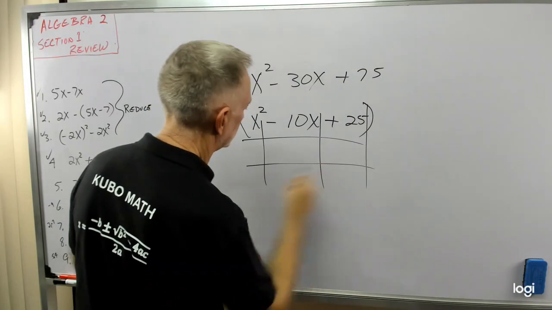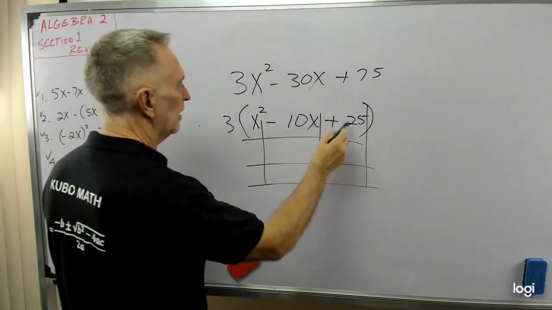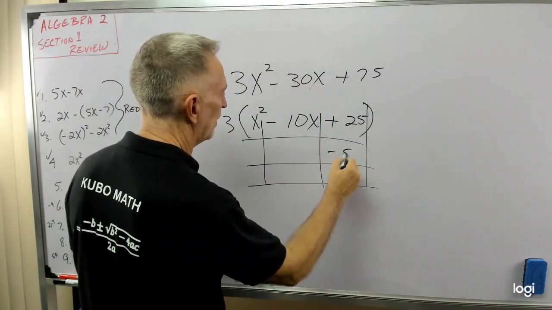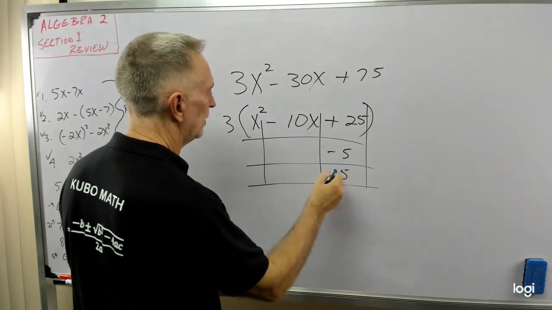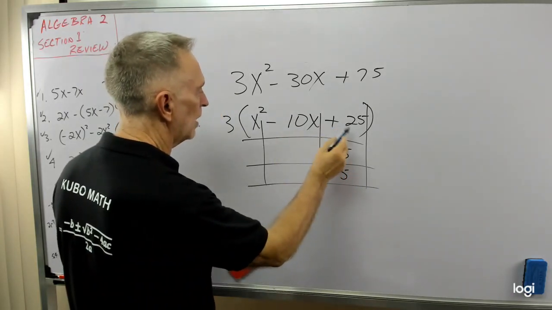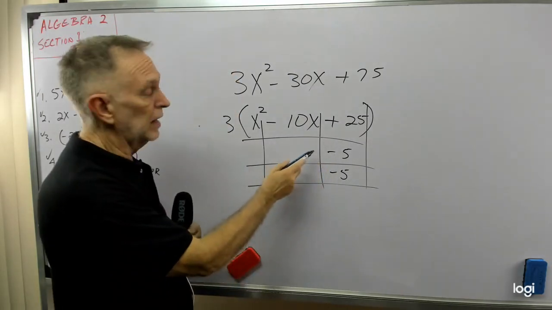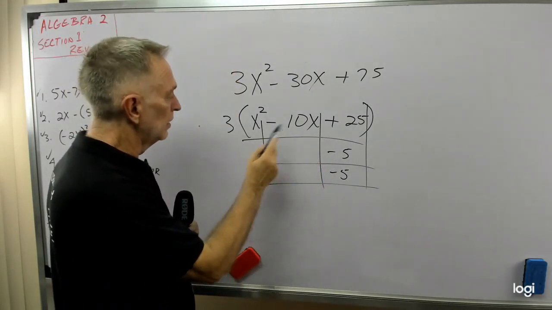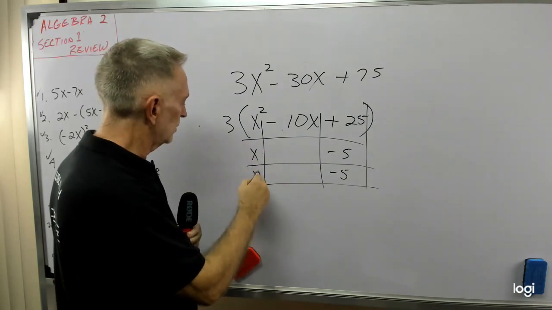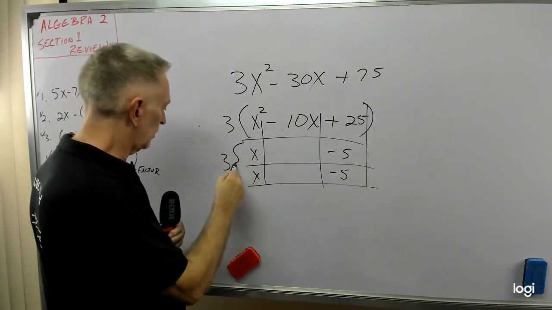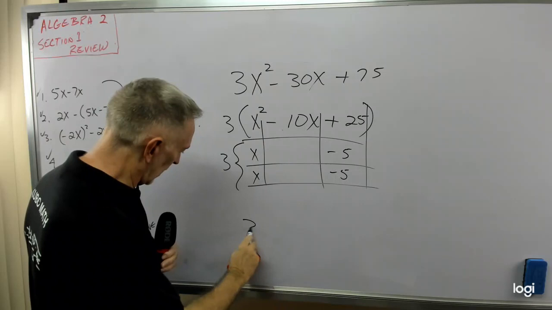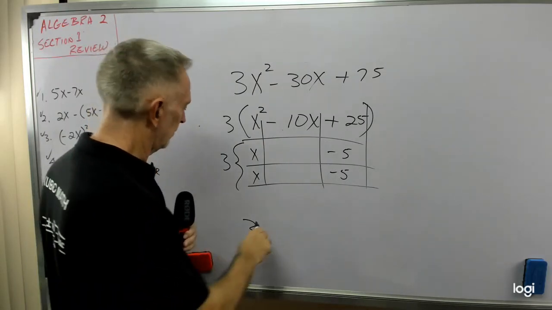Oh, I can already see this one. Okay. 5 times 5, negative 5 times negative 5 gives me a positive 25. Negative 5 plus negative 5 gives me a negative 10. So x times x, and this time don't forget my 3 out here. I better write that down so I don't forget it. Okay.